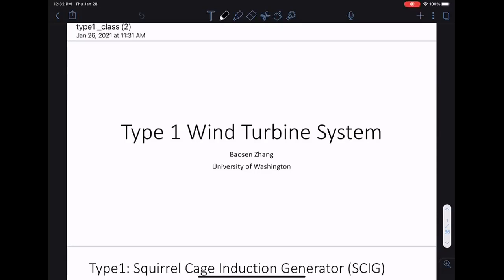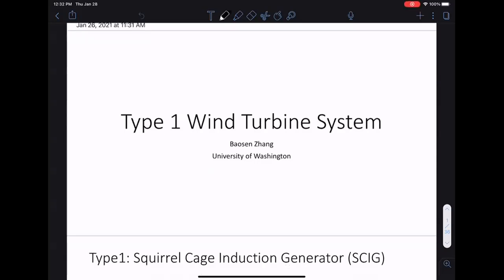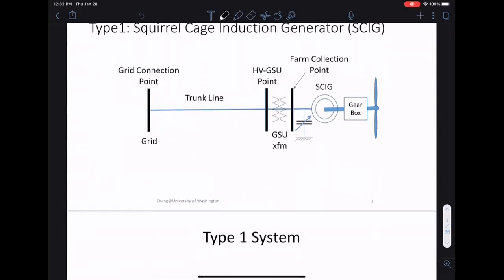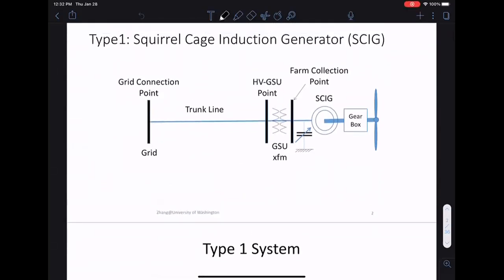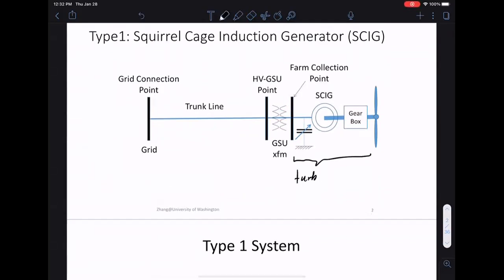As a reminder, a type 1 wind turbine has an induction generator connected to the grid. You can think of this as a turbine, or this is part of the turbine. So it's just an induction generator.